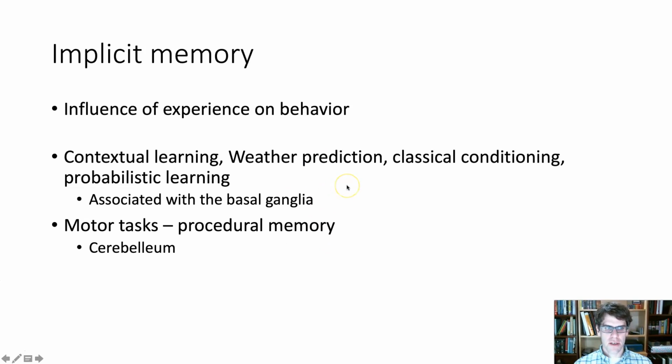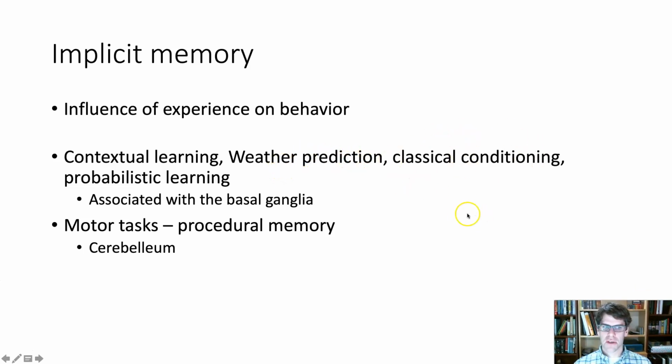We won't focus on it a ton, but I want you to be familiar with other types of memory because they're important as well. They tend to broadly fall into the category of implicit memory: the influence of experience on behavior, if that's our general definition. A lot of these involve contextual learning and weather prediction. If you walk outside and feel like it's going to rain today, that's not a factual recall of this exact temperature with this pressure and this cloud, so it must rain. No, you just had an instinctual feeling that falls into this category.